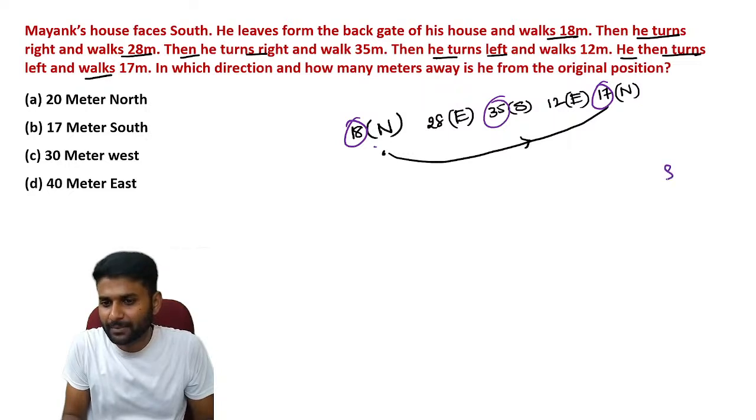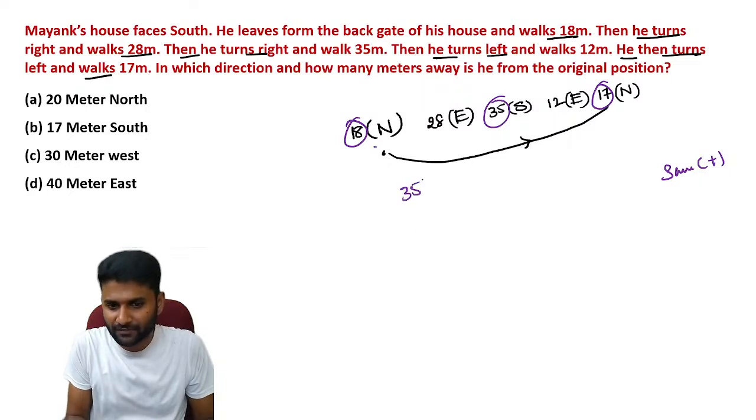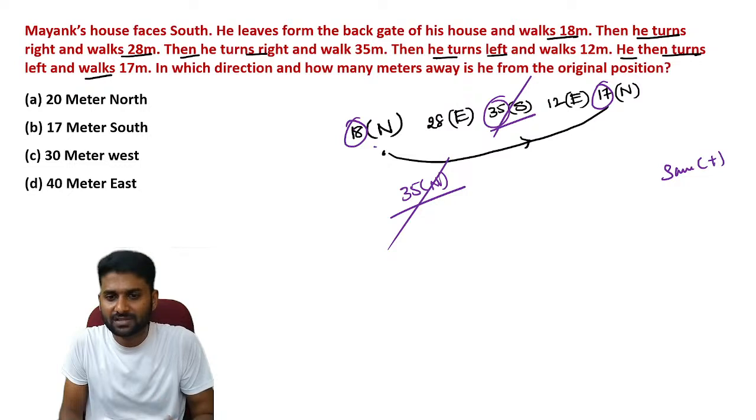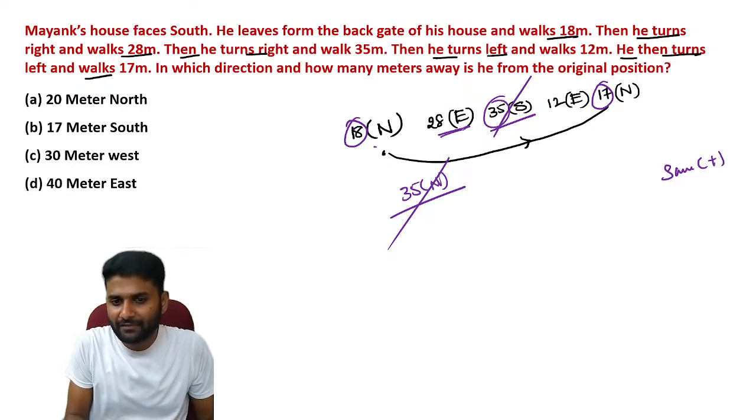North and north, same direction. Remember that same direction is always positive. So 18 plus 17 is equal to 35 north. And 35 north, 35 south, both are opposite to each other. Opposite direction, find the difference. 35 and 35 difference is 0. And finally, we have two east.